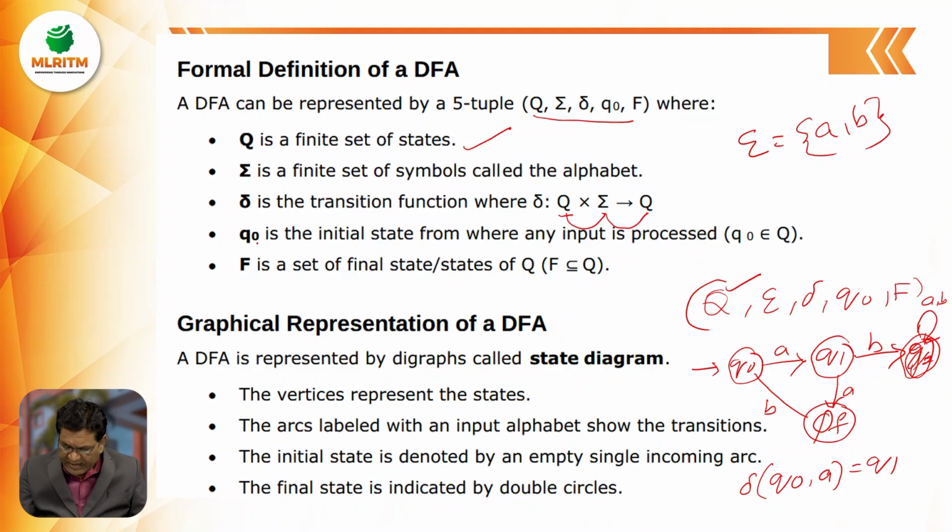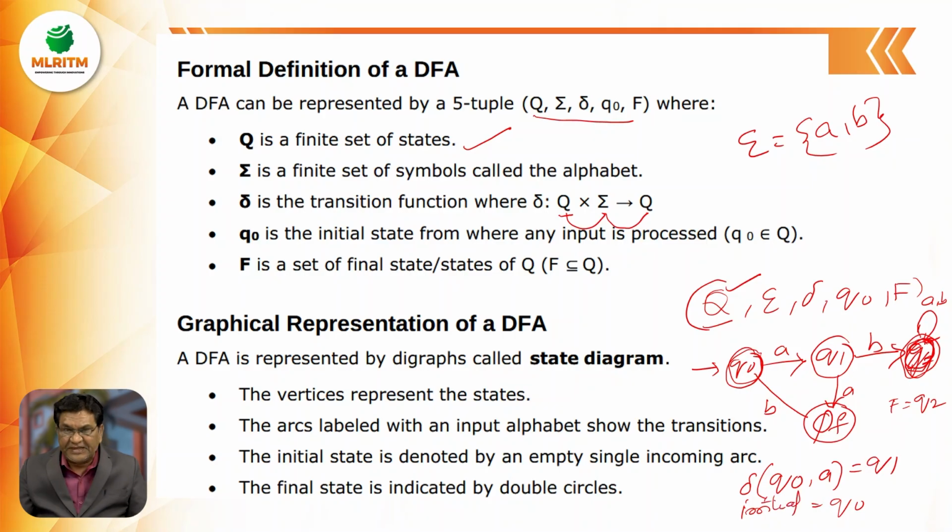And Q naught is the initial state. Only a single circle belongs to Q. And if any one of the states has a double circle, then that circle is called a final state, that is Q2. And Q naught is the initial state, remember.